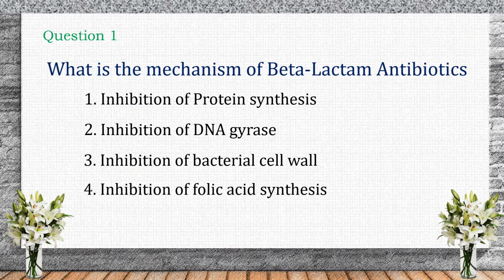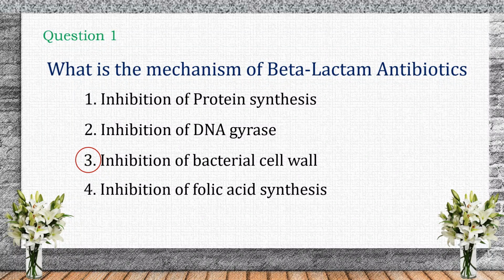Correct answer, 3. Inhibition of bacterial cell wall synthesis. Beta-lactam antibiotics inhibit the transpeptidase enzyme, also known as penicillin-binding proteins, PBPs, which is crucial for cross-linking peptidoglycan chains in the bacterial cell wall. This results in weakened cell walls and ultimately leads to bacterial lysis.